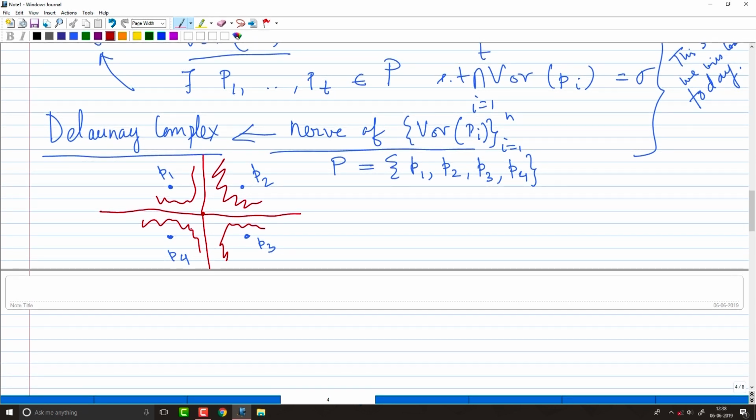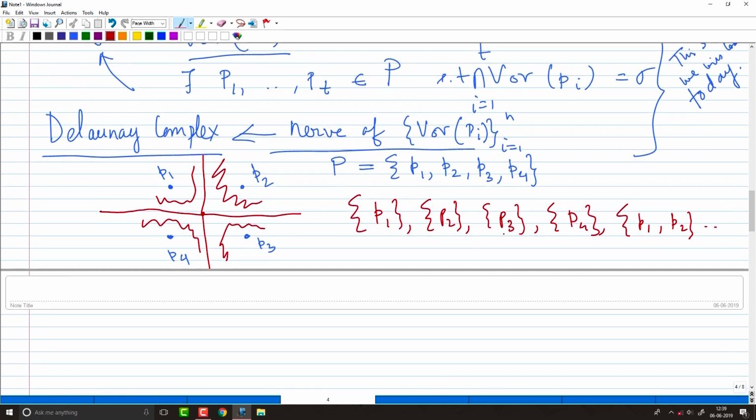So, what will be the corresponding Delaunay simplices? Firstly, we will have the points P1, P2, P3. I am purposefully writing it as a set, because the Voronoi complex is combinatorial, like an abstract complex. Then you have P1, P2, a non-empty thing, right. Voronoi cells of P1 and P2 are intersecting. So, we will have P1, P2, P2, P3, P1, P4, all of them, right.